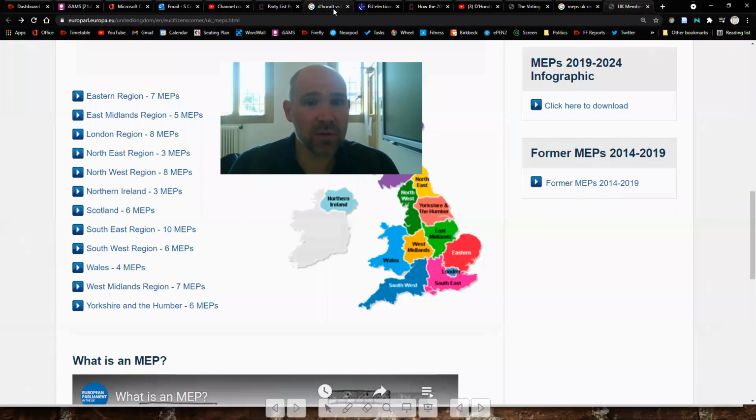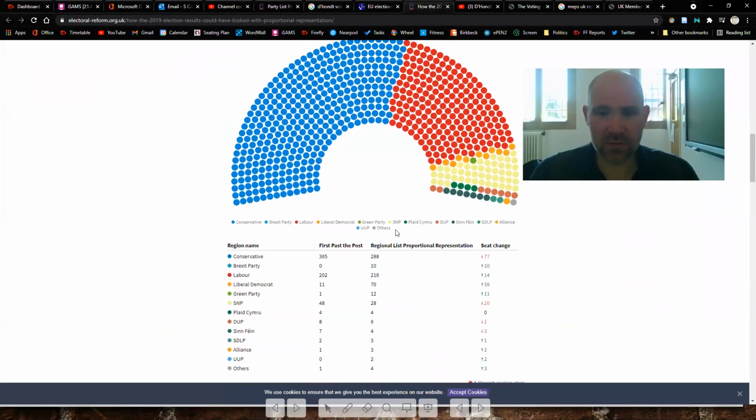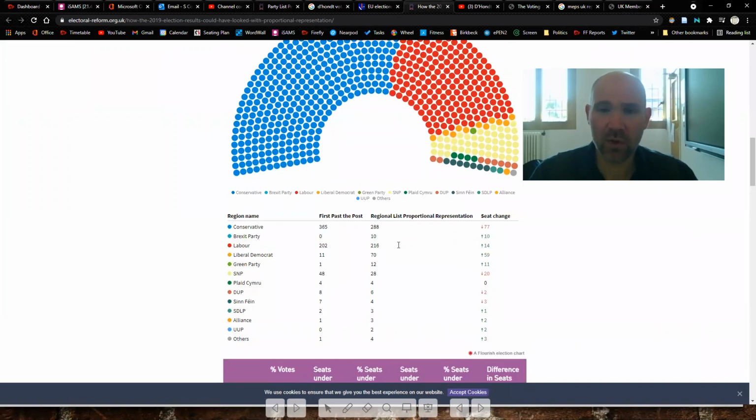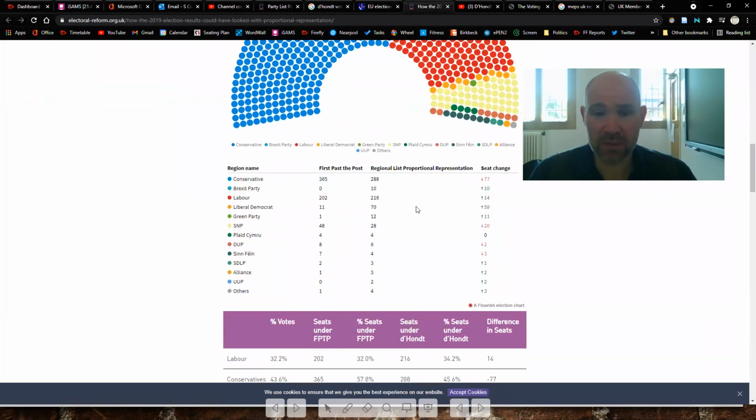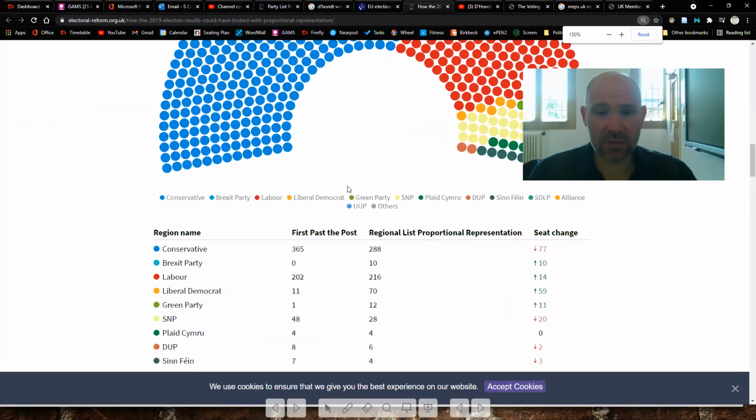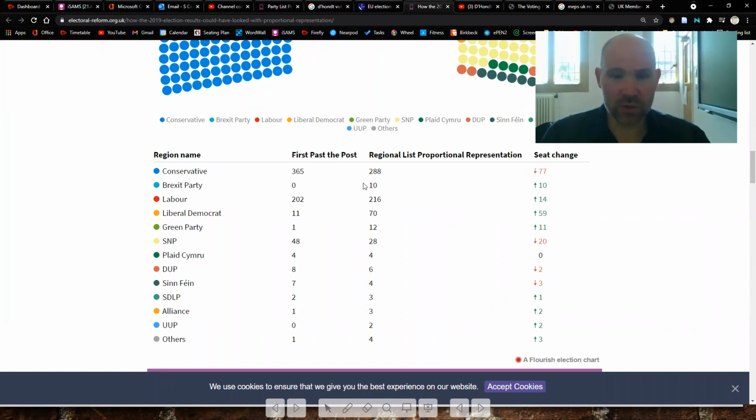And if I go again to a page I found earlier, which I think is this one here, if we had used a regional list system, which is a party list system, in 2019, we would have got a very different result. This is the actual result. The Conservatives get 365 using first past the post. But look here, if we had used a regional system, they actually would have only got 288, which crucially is not an overall majority. The Brexit Party would have gone from 0 to 10, Labour roughly the same actually, 202 to 216. But look at the Lib Dems, they go from 11 to 70. The Greens go from 1 to 12.